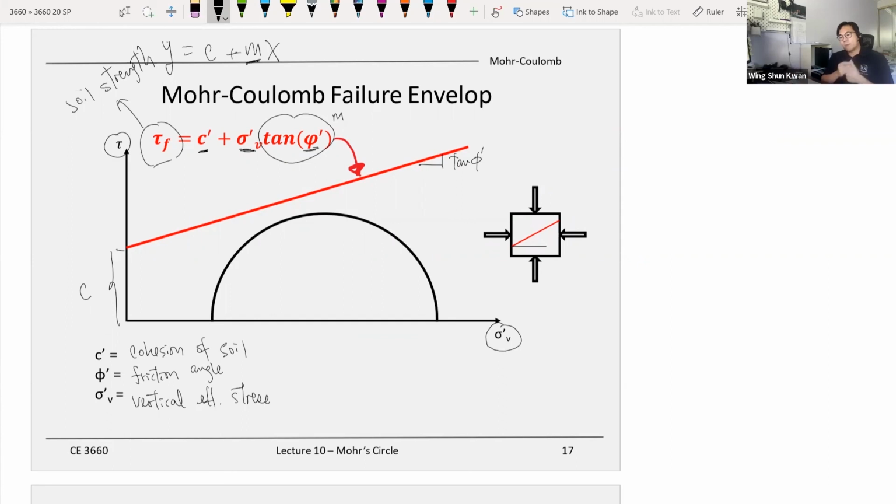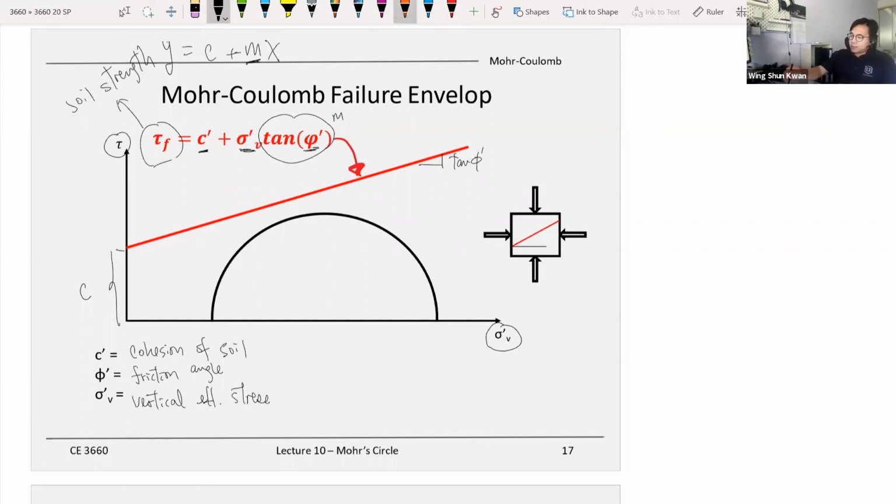After we measure the friction angle in the lab, when you take the 368 class, you will spend the time to learn how to measure friction angle, and also how to measure the cohesion of the soil. If you find out those parameters, then you can set up this Mohr-Coulomb failure envelope to represent the soil properties that you're working on.